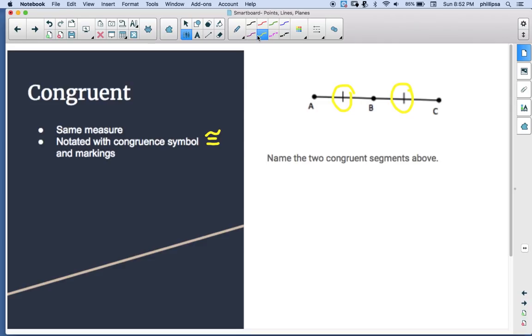So if I was to tell you that AB was 5 units, then I would know that BC is also 5 units, because they're marked with 2 congruent markings.